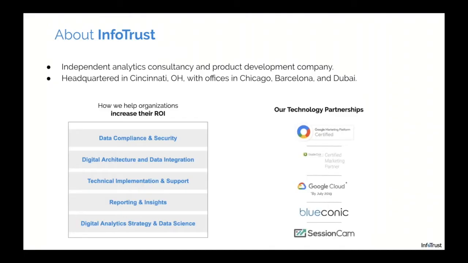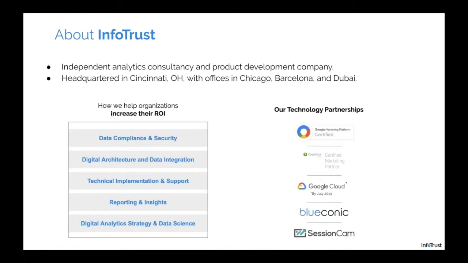All right, so let me introduce the company that I work for. We're called InfoTrust. We are an independent analytics consultancy and product development company. We're headquartered in Cincinnati, which is where I work out of, but we also have offices in Chicago, Barcelona, and Dubai, so we cover a number of different time zones. We also have remote employees across the US, so a pretty big footprint.